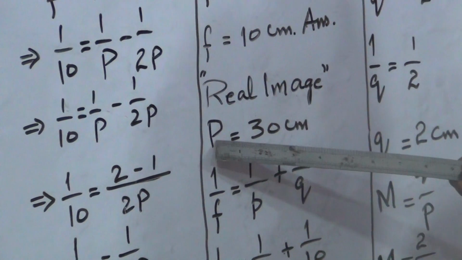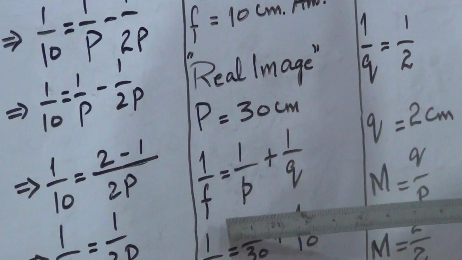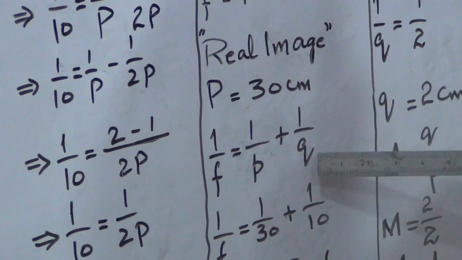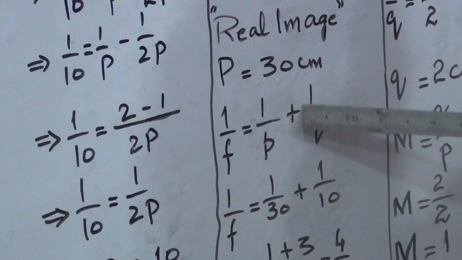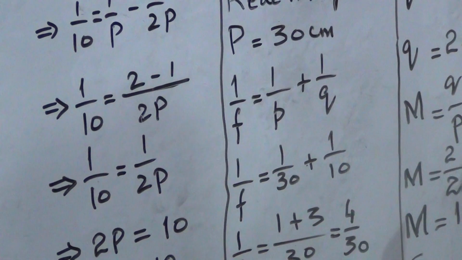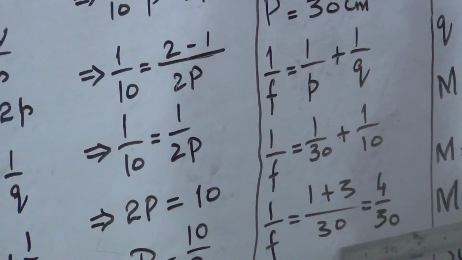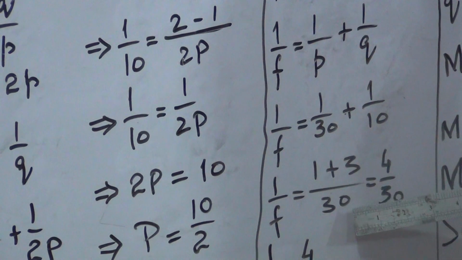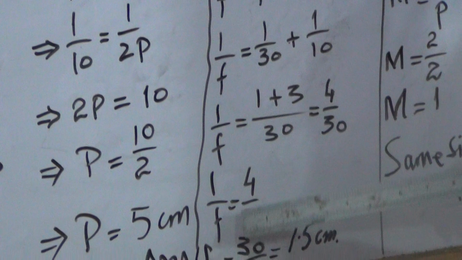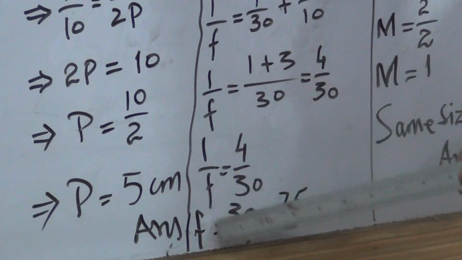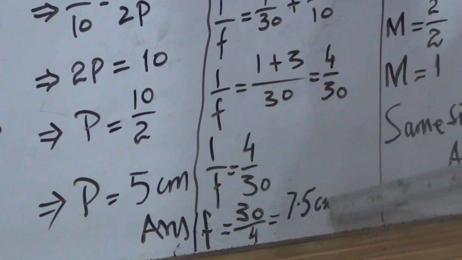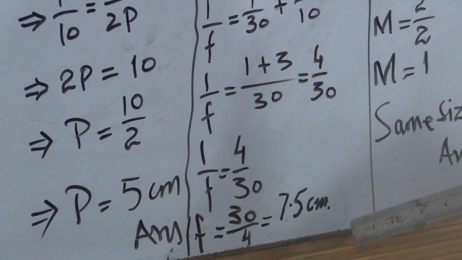P is equal to 30, then 1 upon F is equal to 1 upon P plus 1 upon Q. Because the image is real, therefore we will get plus. 1 upon F is equal to 1 upon 30 plus 1 upon 10. LCM of 30 and 10 comes 30. So 1 plus 3 is equal to 4 upon 30. And 1 upon F is equal to 4 upon 30. By cross multiplication, F is equal to 30 upon 4. We will get 7.5 centimeter answer.